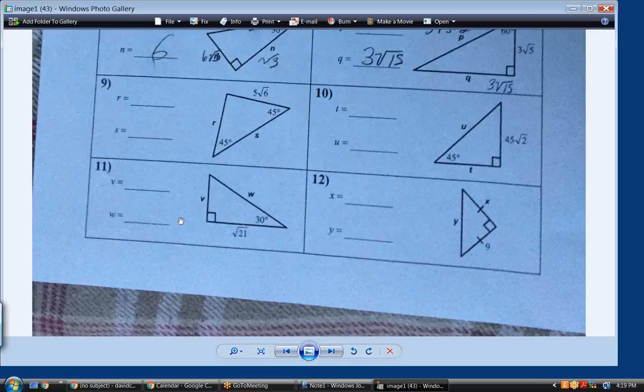Okay, 11 is the first one that they give us on this side here. So what's our first step on 11? We want to find V, the short leg. What's really our first step that I would like to see in all of these problems? Simplify square root of 21. No, the similarity ratio. In other words, what we want to do is figure out the relationship between this and my special unit triangle.